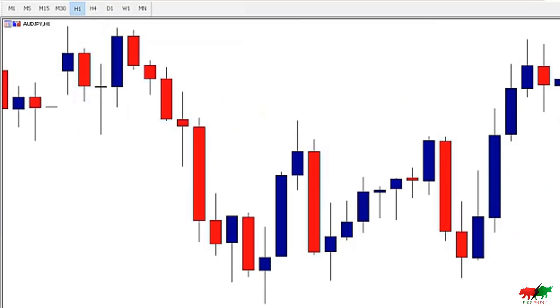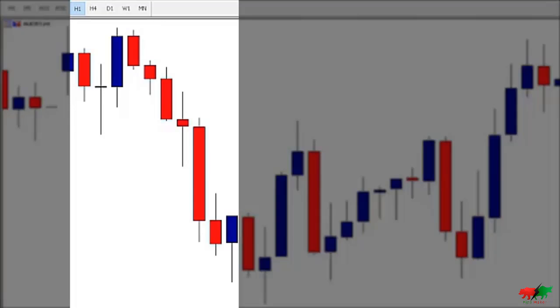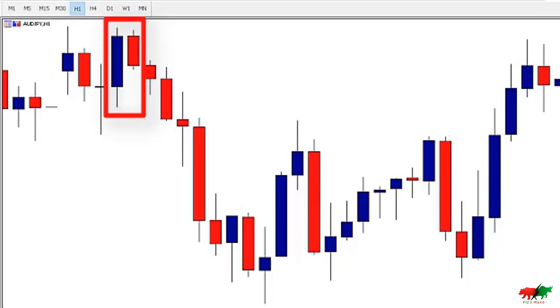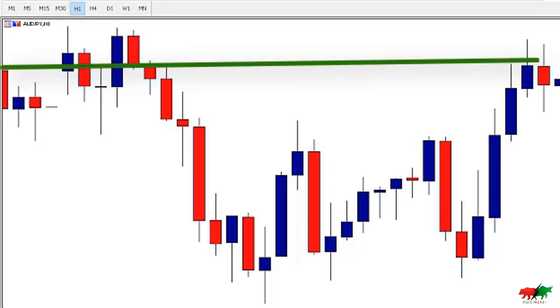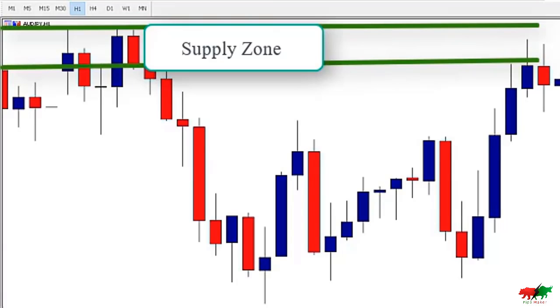This is another example on the Aussie JPY one-hour chart. As you can see, this is a supply zone and this is a bearish inside bar that can be used as a basing candle. So to draw the supply zone, you draw the proximal line at the close of the inside bar and the distal line at the upper shadow of the mother bar. And as you can see, when the market returned to test the zone, it was rejected.